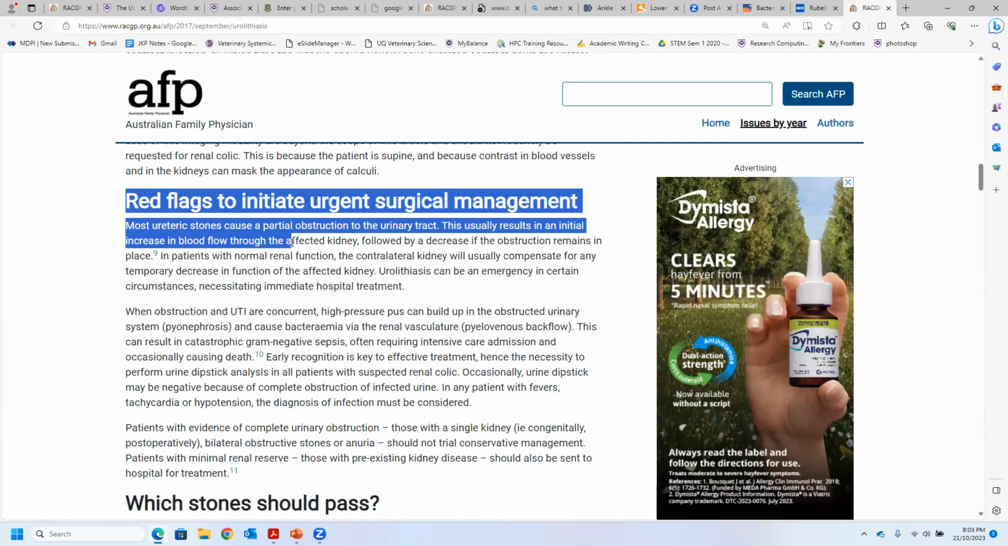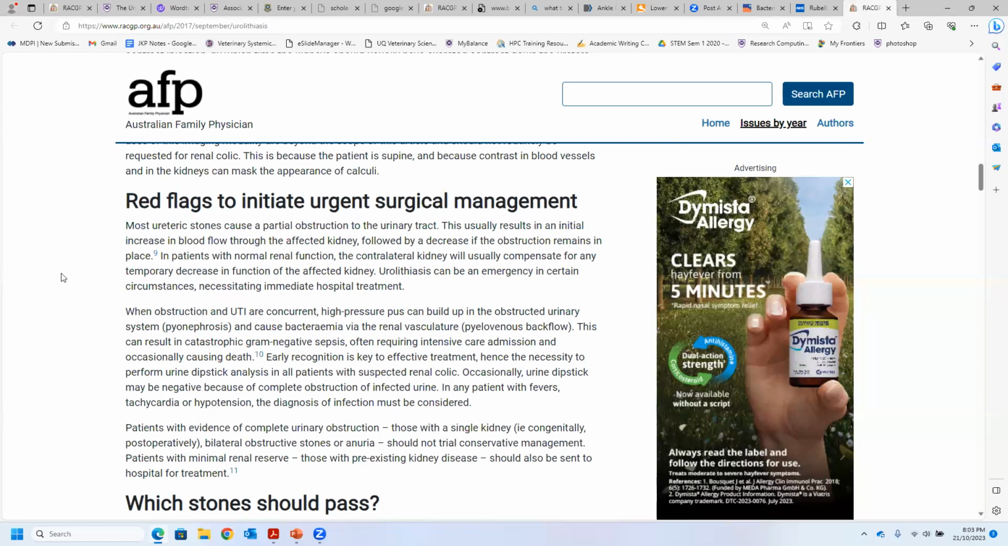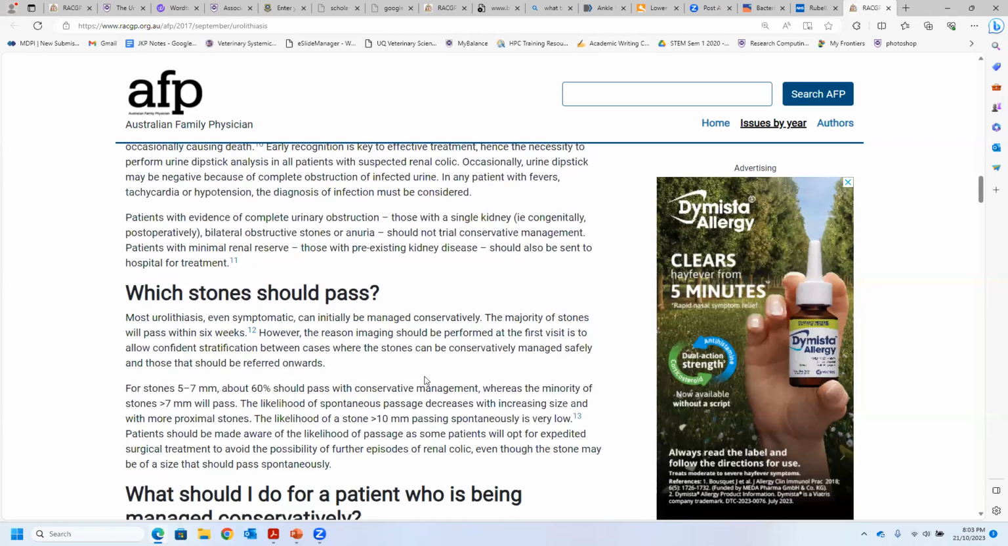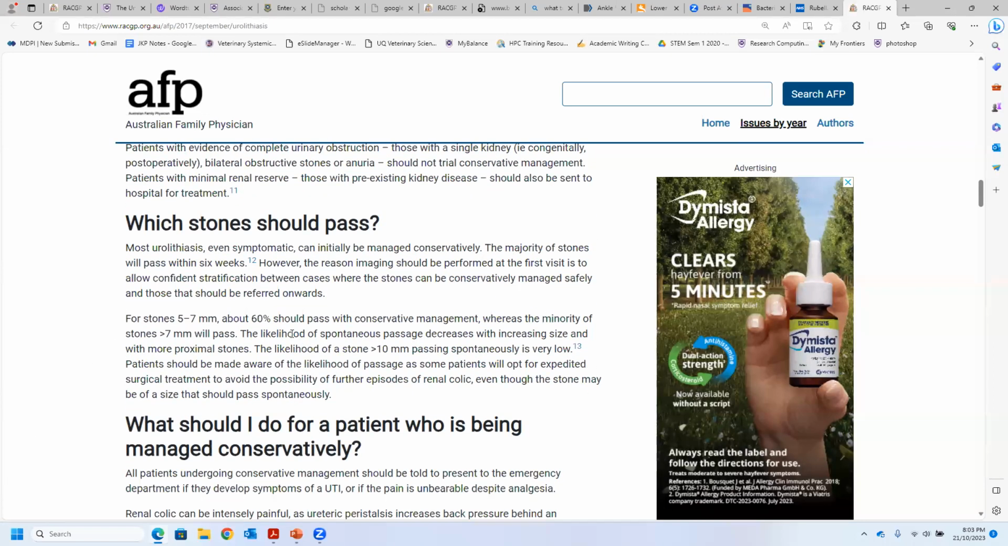Red flags for renal colic are if you're having an infection. If a patient is having an infection with the renal stone, if a patient is having a recurrent renal stone, or if a patient becomes oliguric with the renal stone, these are the red flags to do surgical management. Now, which stones should pass and you should not be concerned about? If the stones are 5 to 7 millimeters, they will usually pass.